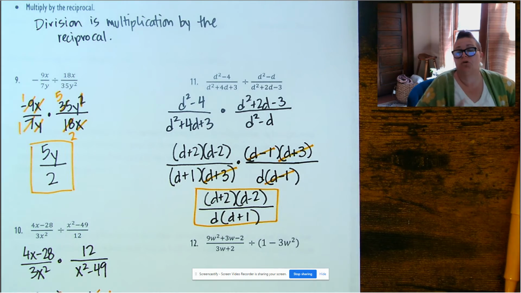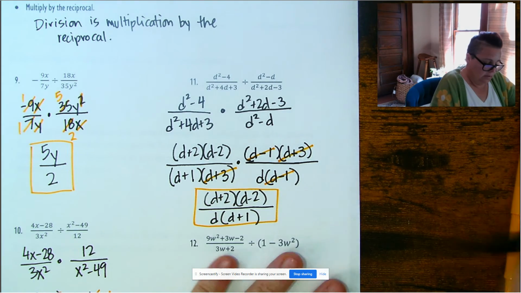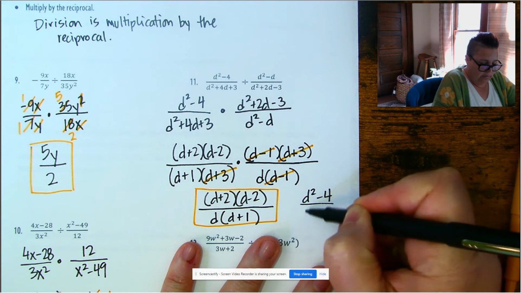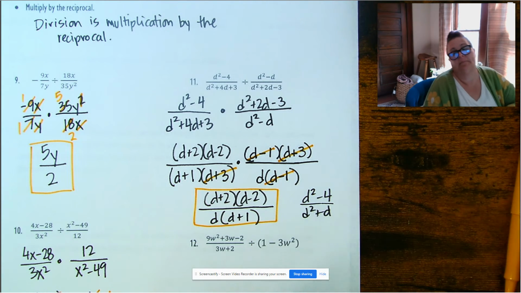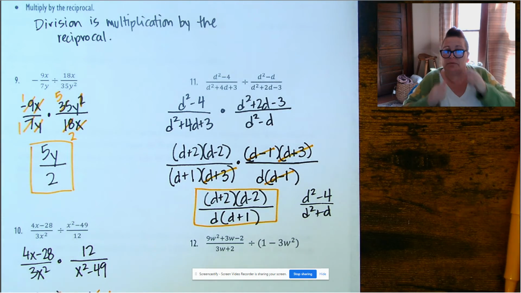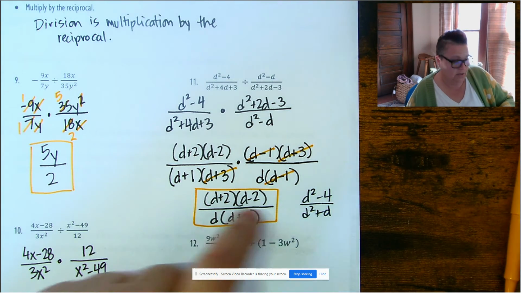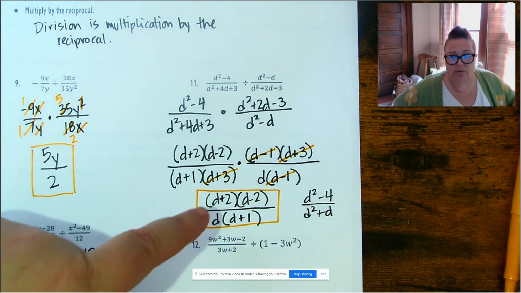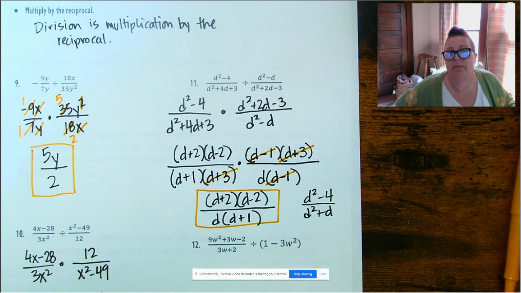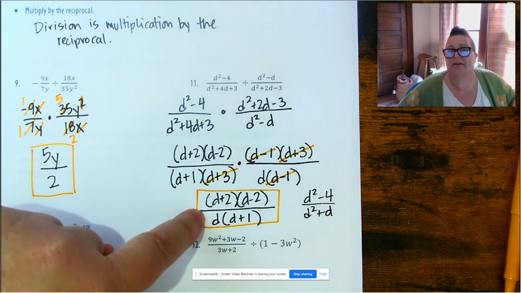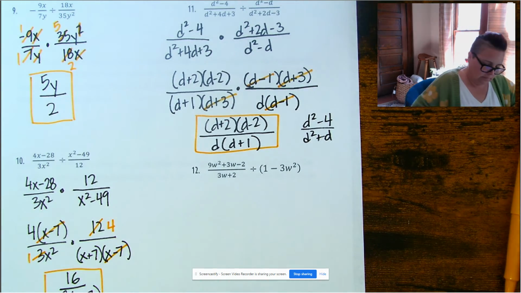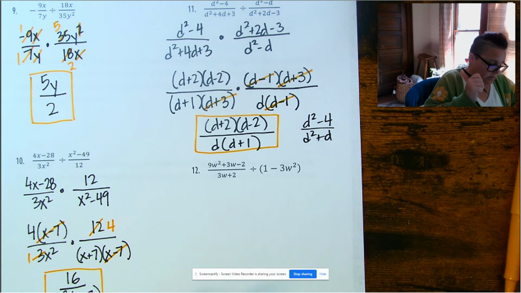Perfectly fine. You could also multiply that out if you wanted. This is the difference of two squares. This would be d squared minus 4 over d squared plus d. This is also an acceptable answer. I tend not to go that step because if I make an error in my multiplication, all this is for naught, right? If you make an error going from this step to this step, you're going to type in the wrong answer. So I start here. And sometimes I leave it that way. Here you go.